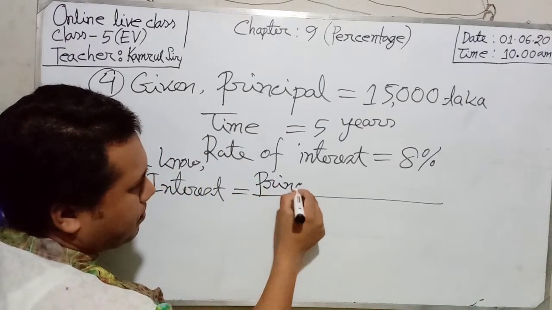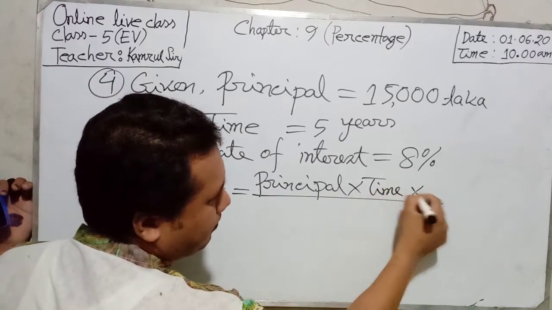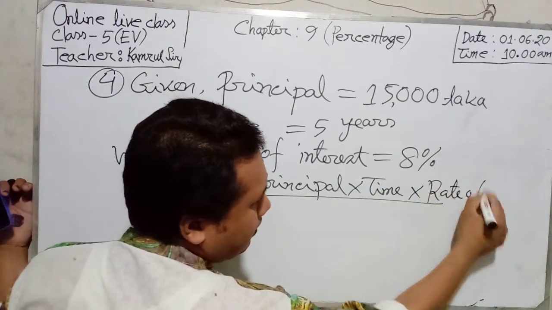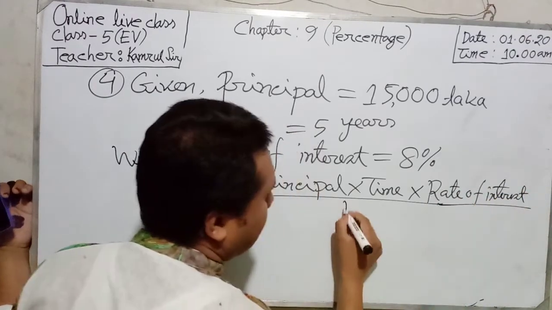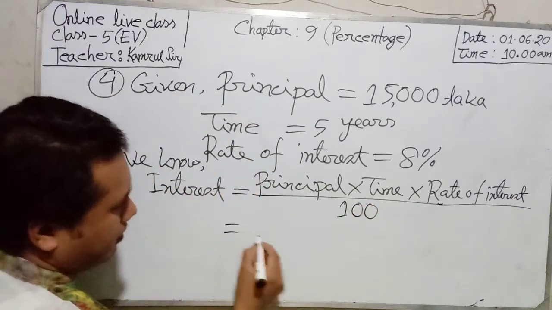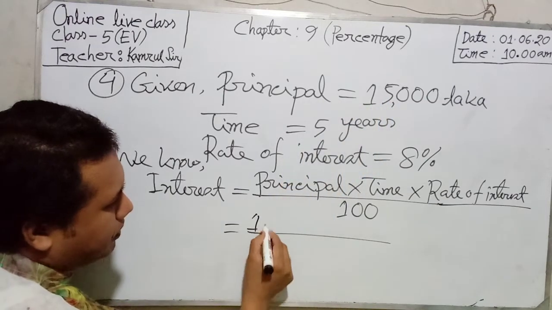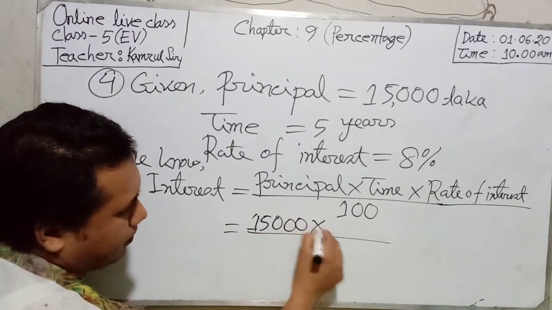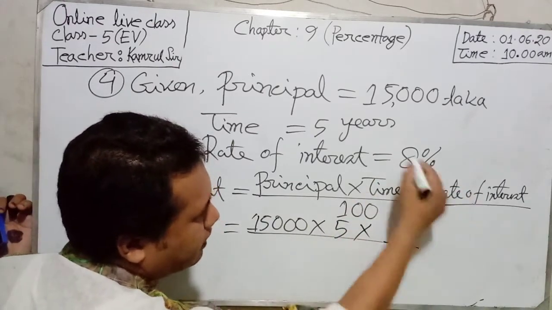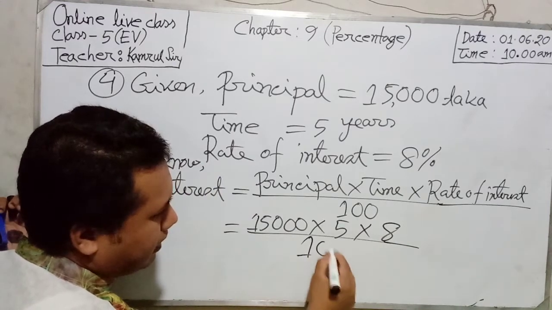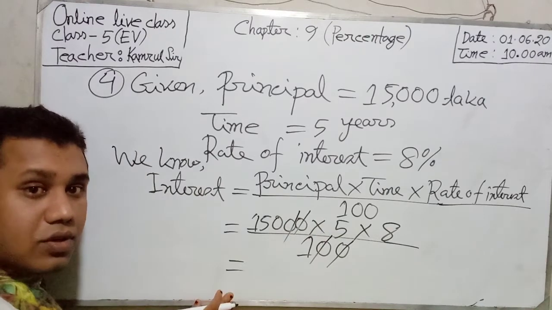Principal into time into rate of interest divided by 100. Now input the values: principal 15,000, time 5 years, and rate of interest 8 divided by 100. If we divide, this is another process for division.